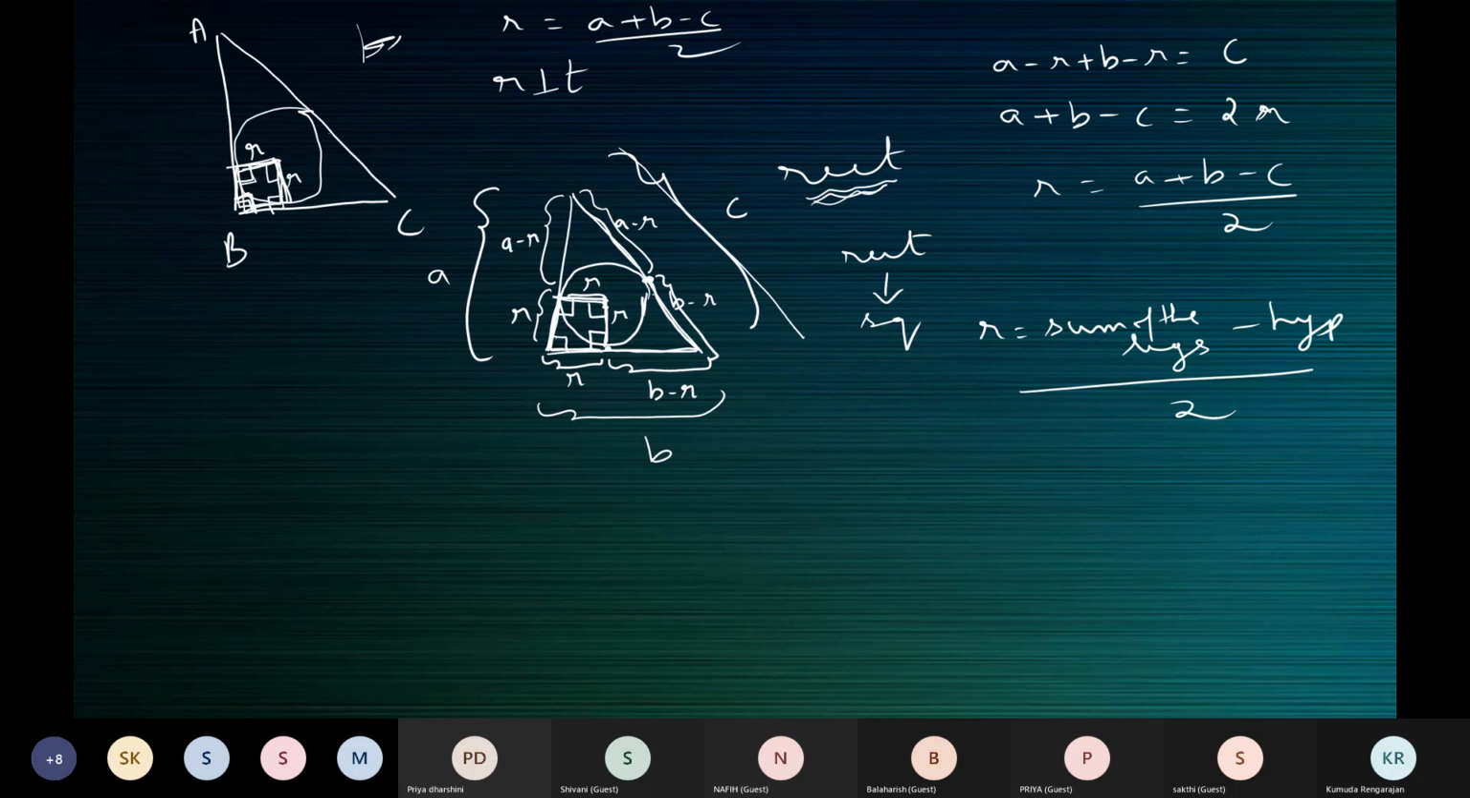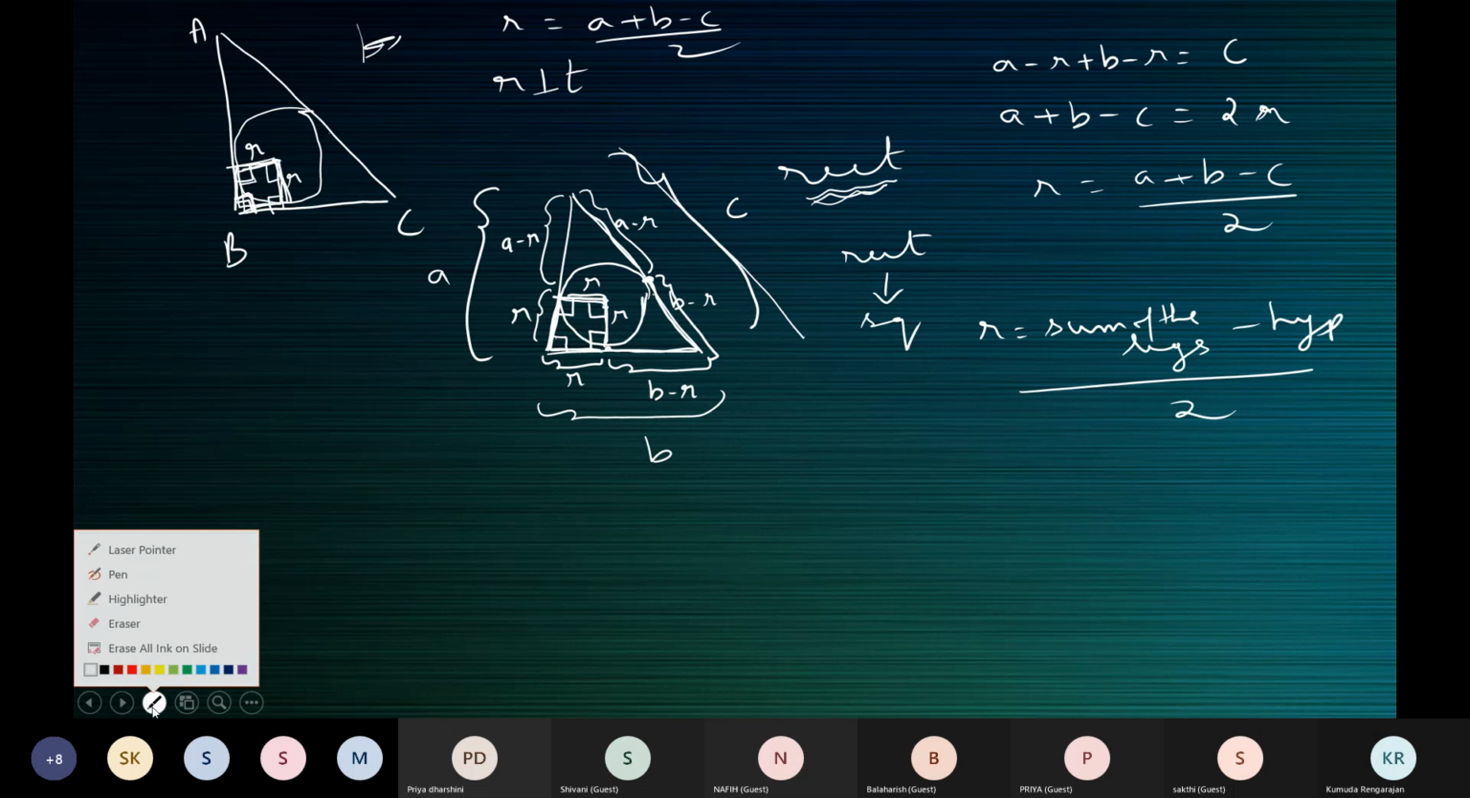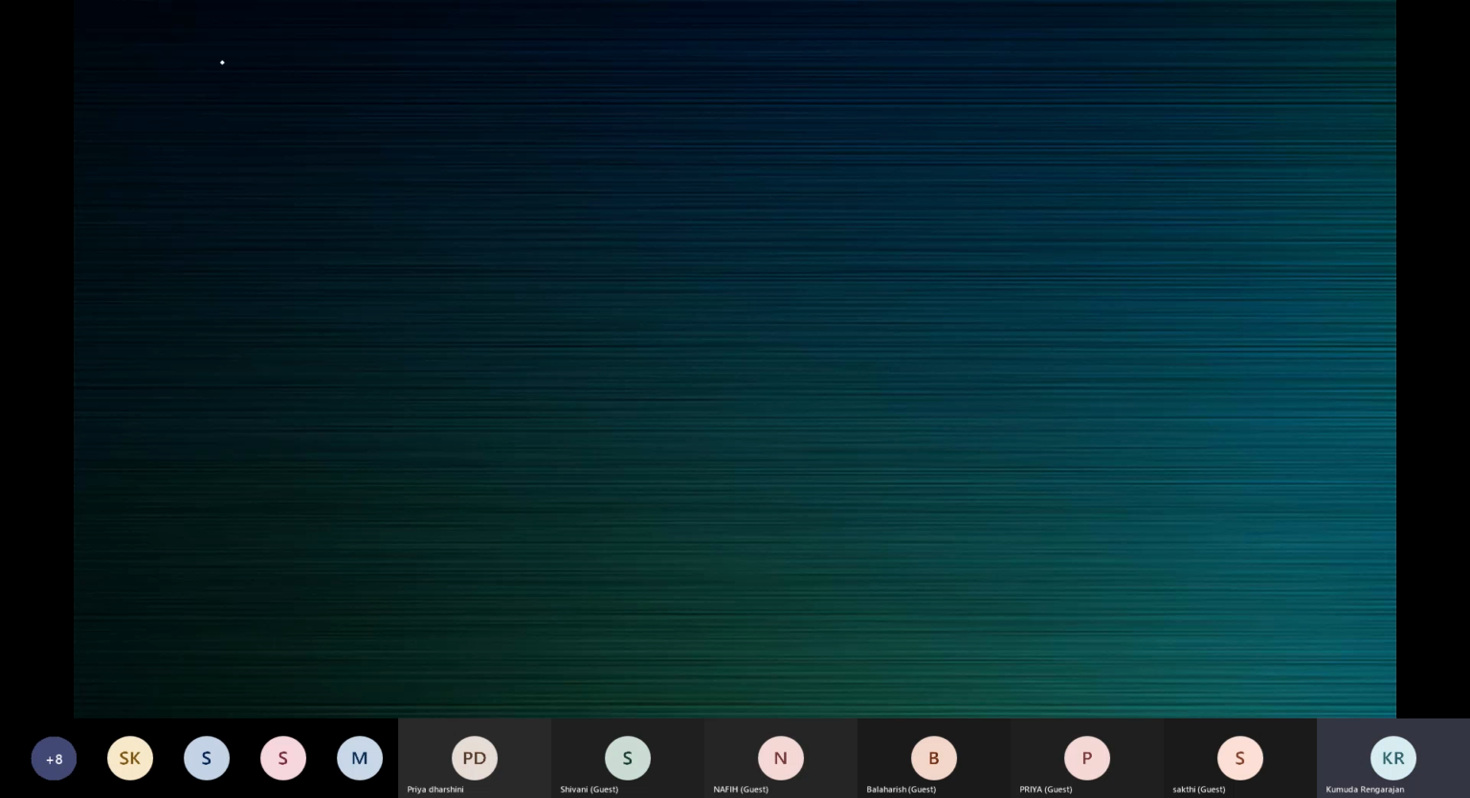Let's do this again. So what are we doing? We take a right triangle. It has an incircle. Okay, so let's call this ABC. ABC is the right triangle, so this is 90 degrees. This is the center of the incircle.